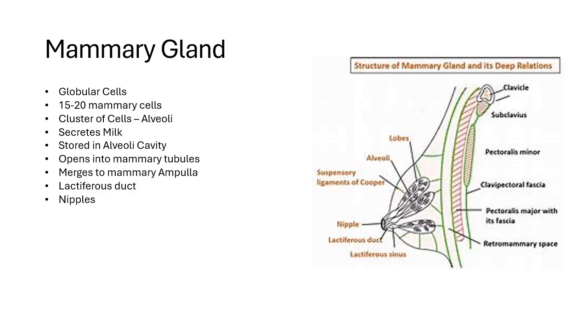Now another part of the female reproductive system is the mammary gland. This mammary gland contains globular cells, which are present over here. These globular cells produce 15 to 20 mammary cells. Now these mammary cells merge to form alveoli. What is this alveoli? Alveoli secretes the milk.